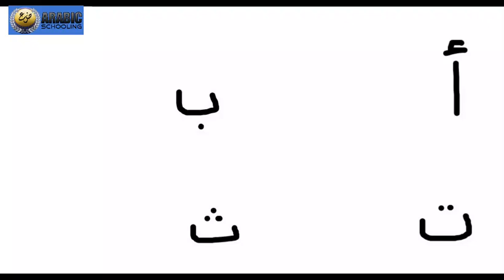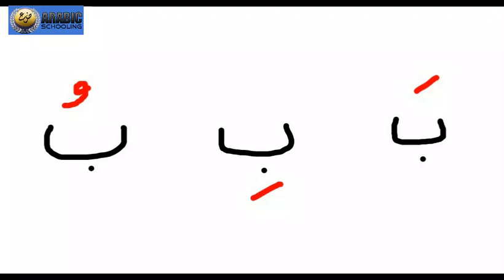Here are the four letters you learned before: Alif, Ba, Ta, and Tha. Here you can see what you learned yesterday. Ba, Bi, and Boo. Baby Boo. These are the short vowels. Today, we are going to use these letters and the short vowels you learned before to connect them together and make a word.